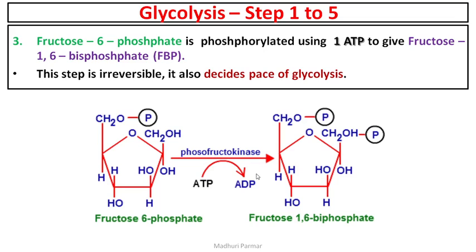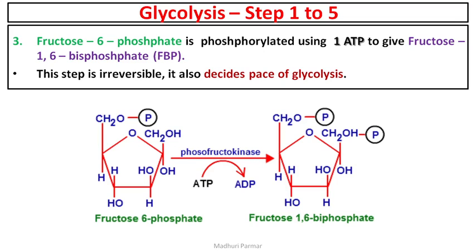Also, it is the pacemaker. It will decide the pace of glycolysis. This step will decide at what rate glycolysis should go on. If you are, let us say, asleep, you do not require much ATP, then the glycolysis rate will be slow. If you are running, then you require more energy, so glycolysis should be more, and hence the rate of glycolysis will also be high. So this pace, this speed of glycolysis, at what rate glycolysis should take place, is decided at this step. It is decided by the phosphofructokinase enzyme.